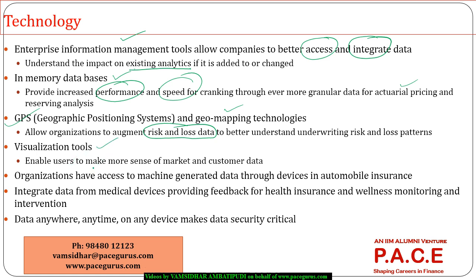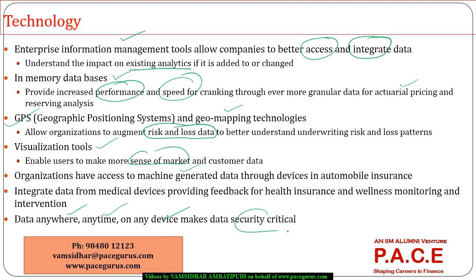Different kinds of visualization tools will really help in making more and more sense of the market data and the customer data. And they have a lot of access to machine-generated data, especially in automobile insurance. Through various kinds of devices, the machine-related data is being tracked and used for designing the policies or augmenting the benefits that are being packaged along with the policy. So data anywhere, anytime, any device, that is the mantra of the day.